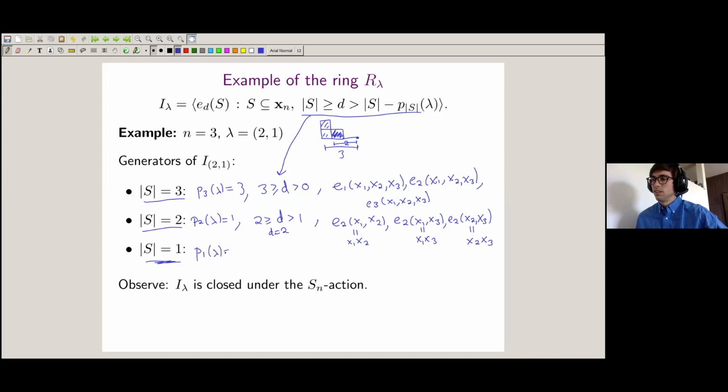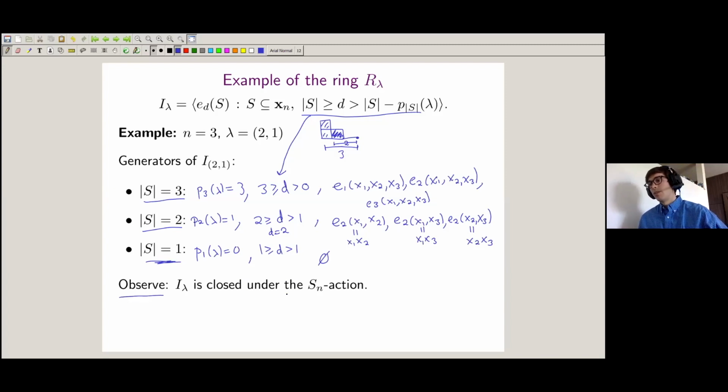P1 is 0. And the inequality is telling us that D has to be less than or equal to 1 and greater than 1 at the same time, which is impossible. So there's no generators for that size of the subset.